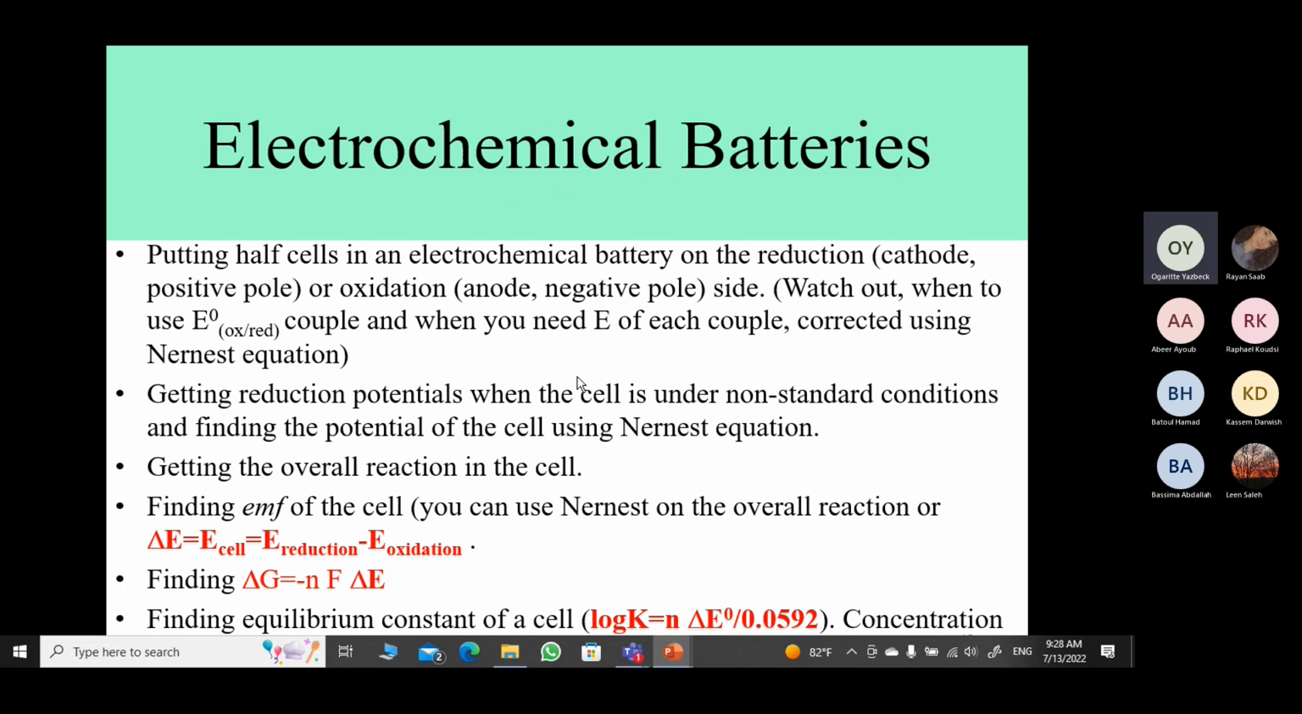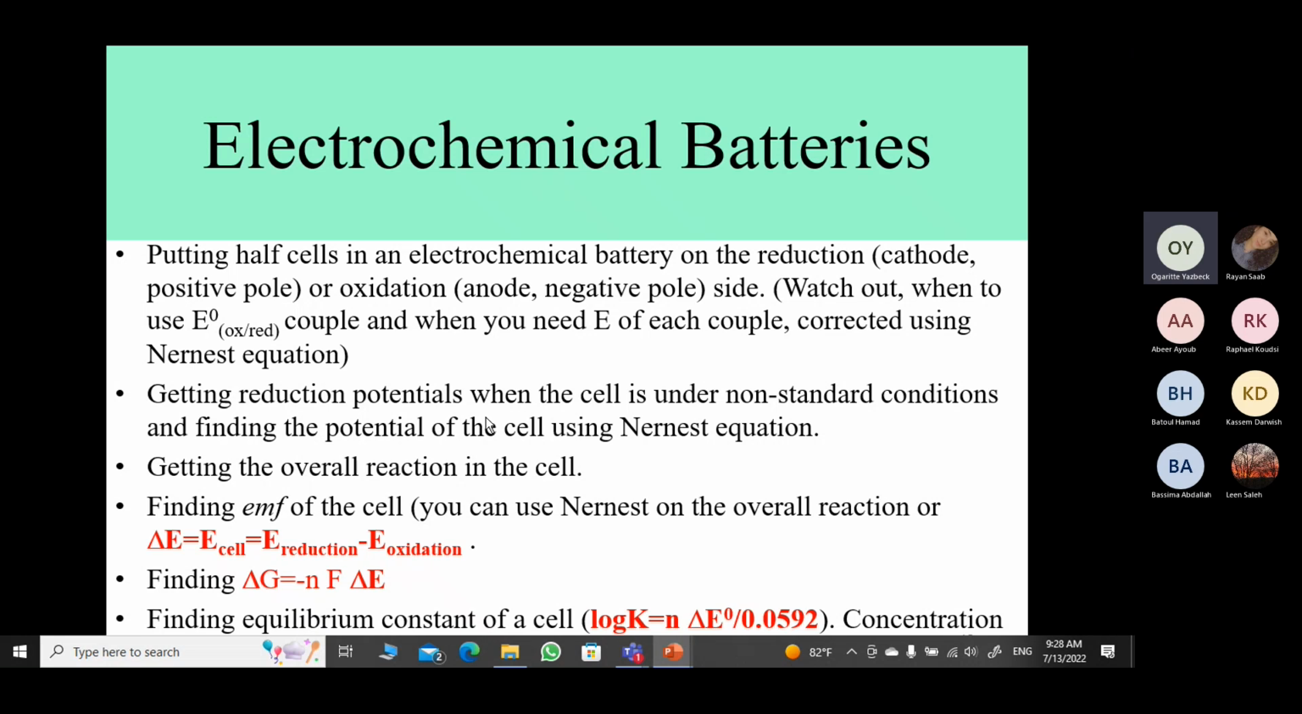So first we're going to put half cells in an electrochemical battery on the reduction, or the cathode, or the positive pole, or on the oxidation, which is the anode or the negative side. Watch out when you use the E naught ox red couple, and when you use the E of each couple. Remember, the E is for the corrected standard reduction potential using the Nernst equation.